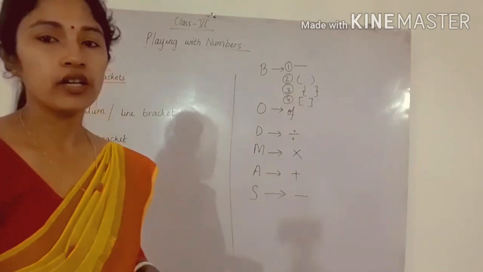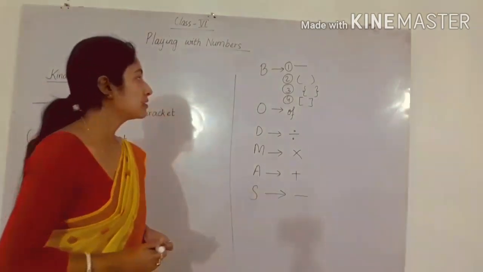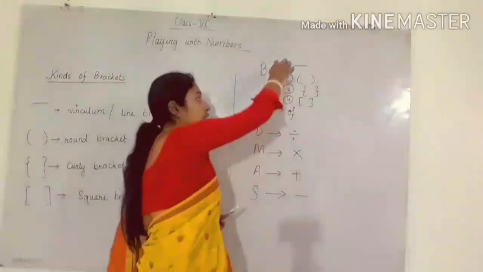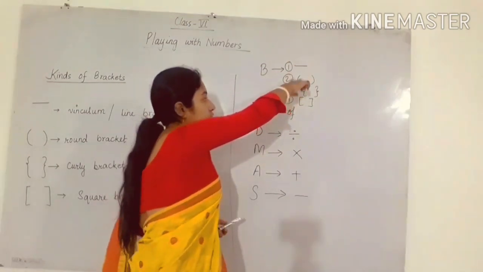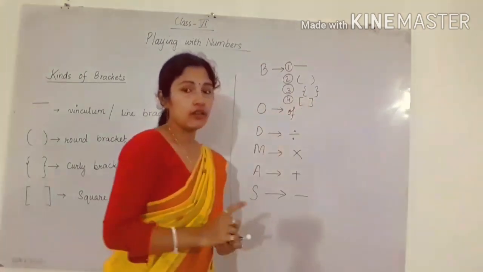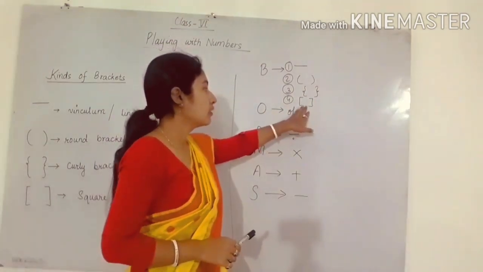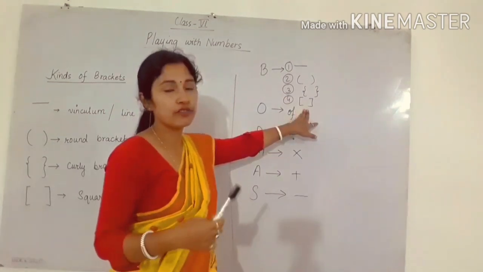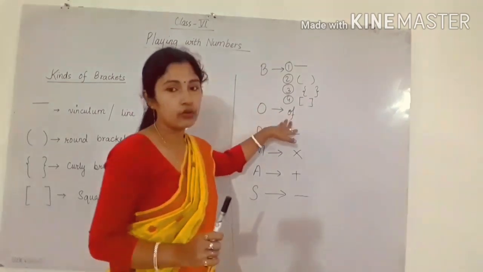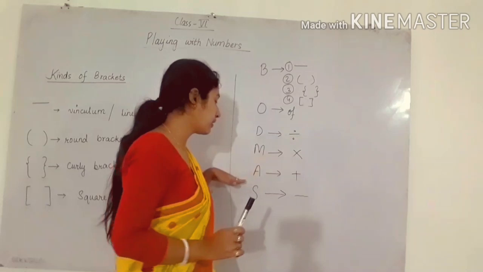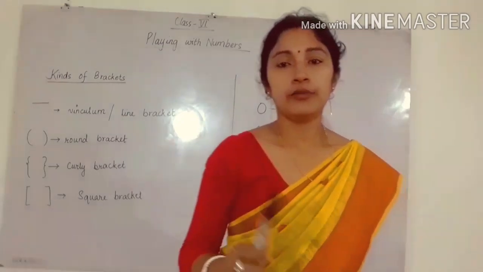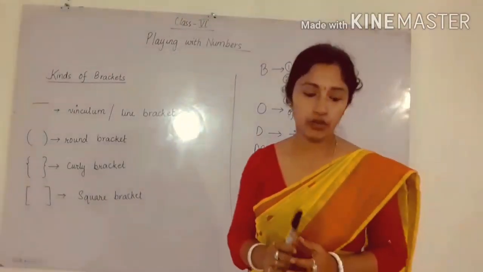See, I have written the order. You can also write in your copy like this. B for bracket. In bracket, the first priority goes to the thin column. Second priority goes to the round bracket. Third will be curly bracket. Fourth will be square bracket. The last priority goes to the square bracket. That means if square bracket is present, you have to solve that bracket last. Next, already you know this: D means division, M means multiplication, A means addition, S means subtraction. So like this you have to go with the priorities.